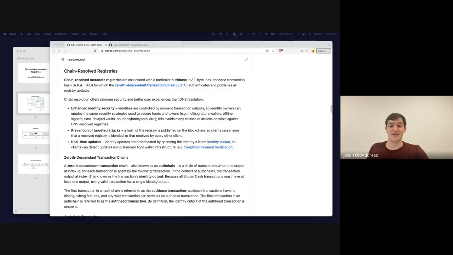But the goal, of course, is that we build this whole setup so that it is possible for light clients to do it all with extremely low bandwidth requirements and nothing fancy. But was there another question? Yeah.